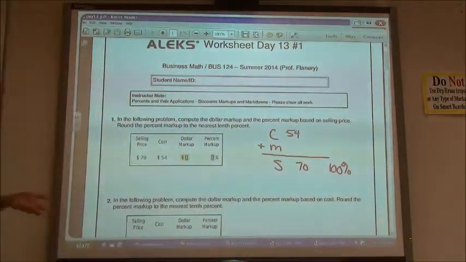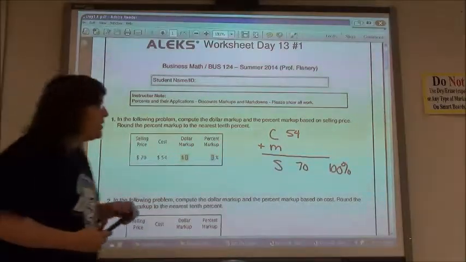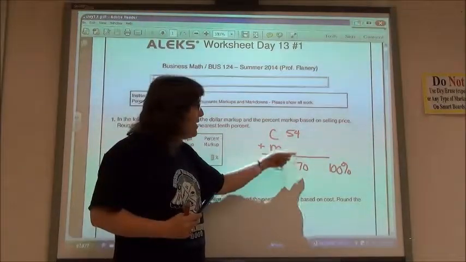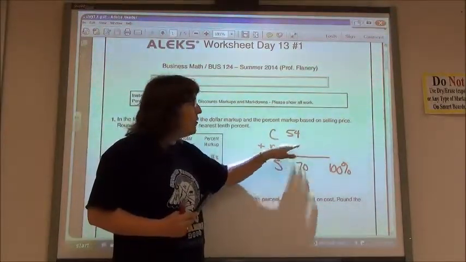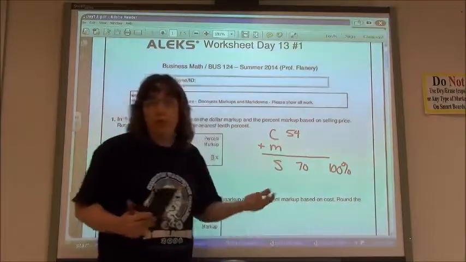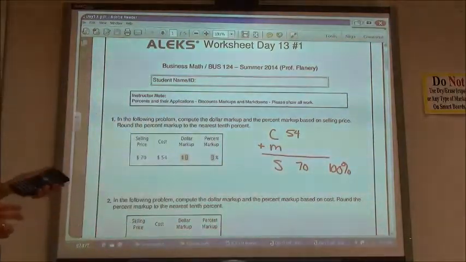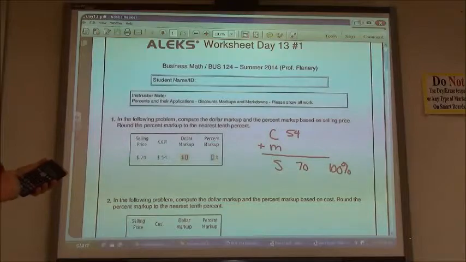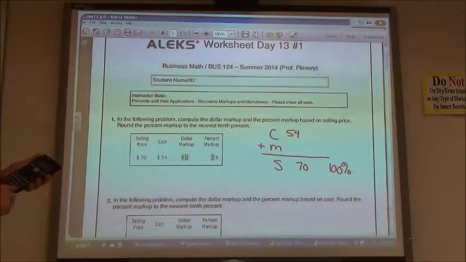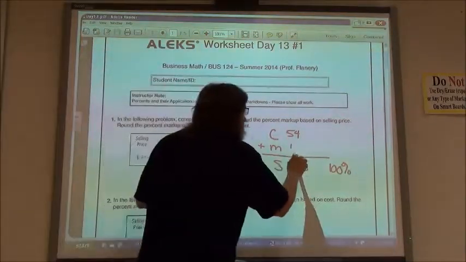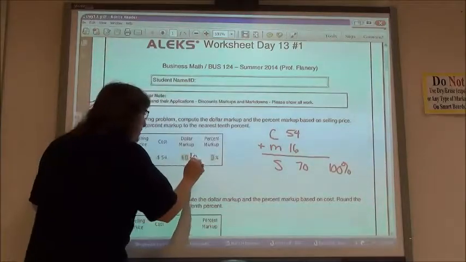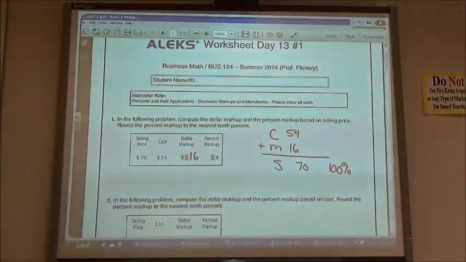If I wanted to find out the dollar amount of the markup, all I'm going to do is subtract 70 minus 54 in order to figure out what the difference between those two numbers is, so that I can figure out how much the markup was. So if I take 70 minus 54, the amount of the markup was $16. Now I want you to figure out what the percent of the markup was.